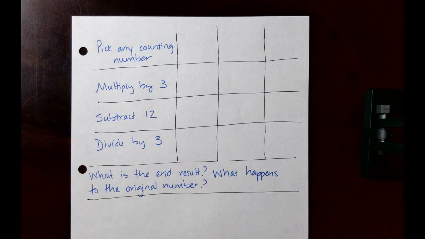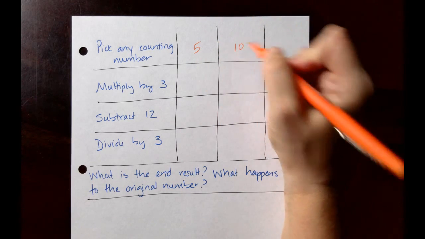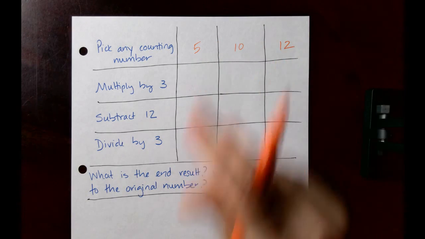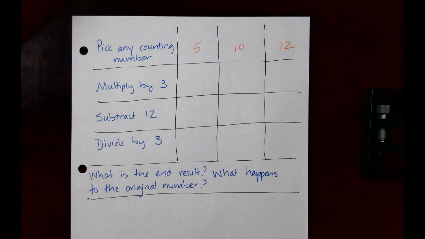I encourage you to pick numbers of your own and work your way through a few of these. I am going to pick 5, 10, and 12 for my examples. So if you want to use those, go ahead and pause the video, work out what you think will happen for each of the remaining steps, and then we'll join up again in a few moments.